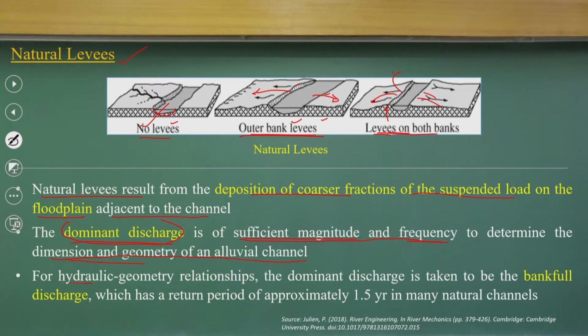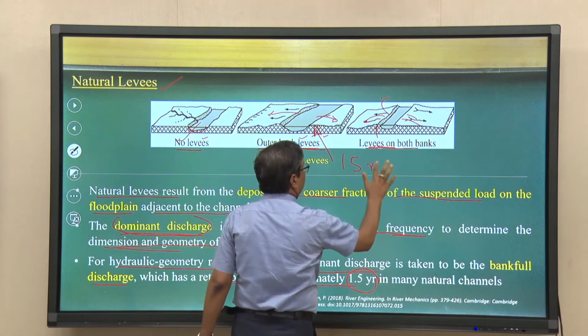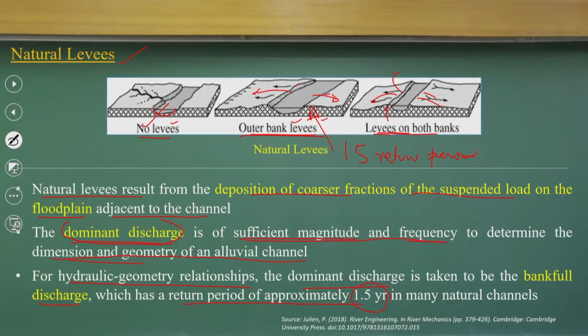for the hydraulic geometry relationship, the dominant discharge is taken as the bank full discharge, which has a return period of about 1.5 years. That is what is there. So, that means the bank full discharge, by conducting a thorough analysis, is found to be a 1.5 return period flow.